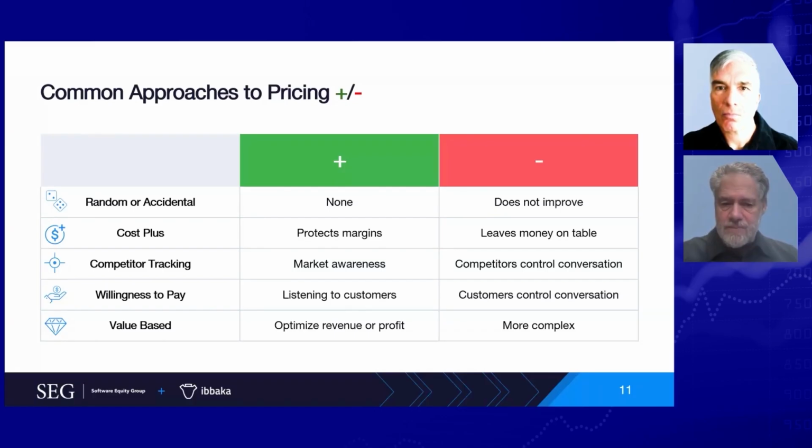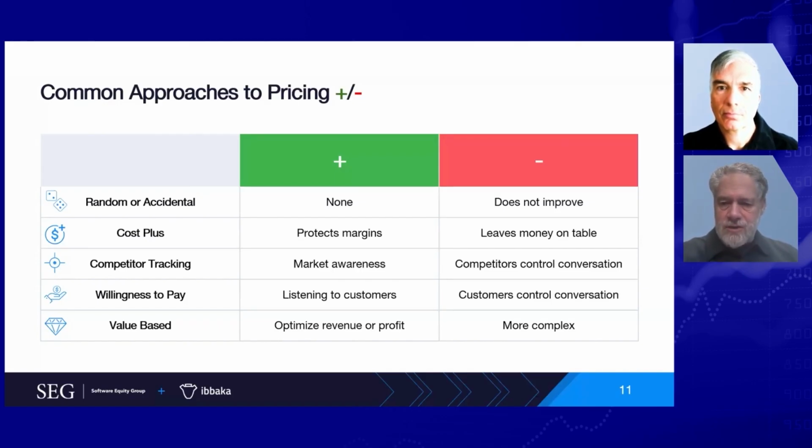And the way that you shape it is with value-based pricing. And there are many studies showing that value-based pricing is the best way to optimize, either for revenue growth or for profit, or to find the right balance between the two. The downside of value-based pricing is it's more complex.